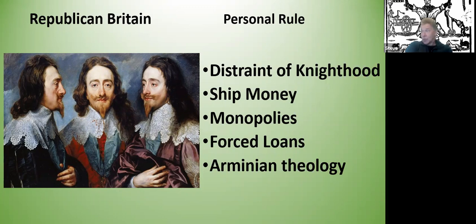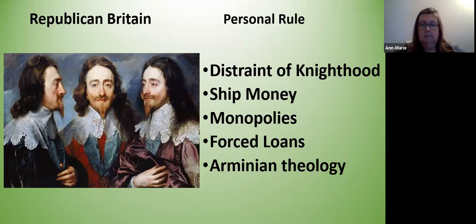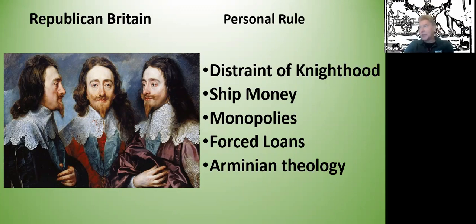And Laud started to prosecute those who opposed his reforms through the Court of High Commission and the Star Chamber, the two most powerful courts in the land. And these courts became feared for their censorship of opposing religious views. And they became unpopular with the property class for inflicting degrading punishments on gentlemen.